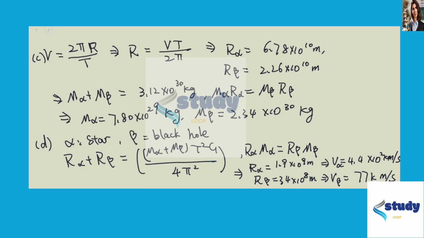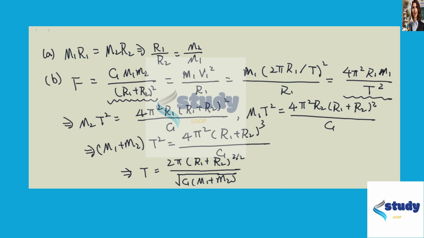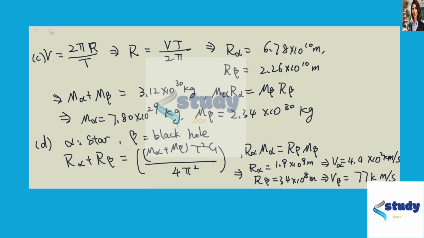Now, from this equation, we know the period, and now we know the radius. We can easily find, using this equation divided by the period squared, that the value for the sum of mass alpha plus mass beta is equal to 3.12 times 10 to the 30 kilograms.